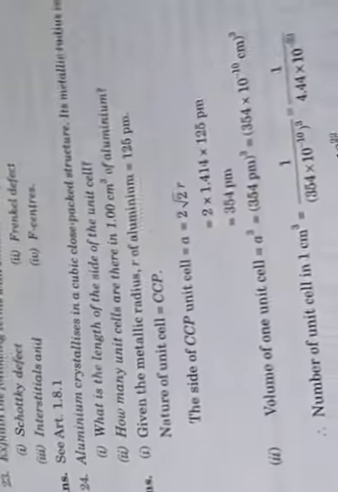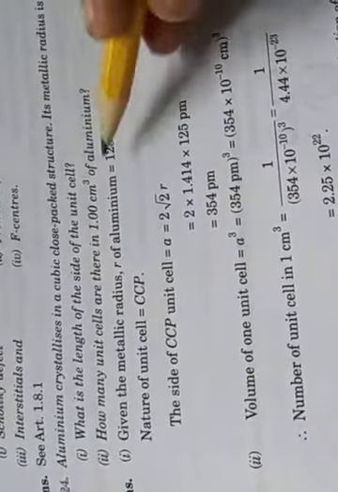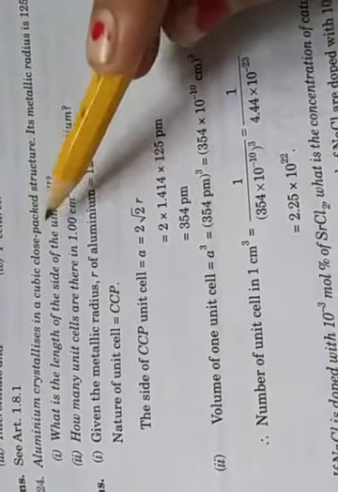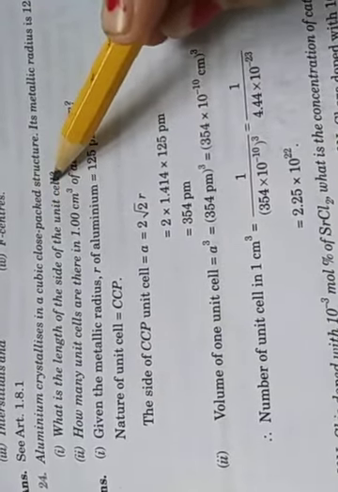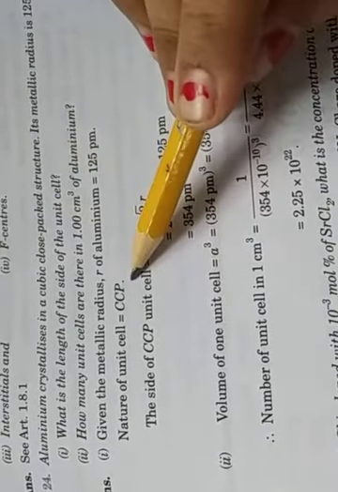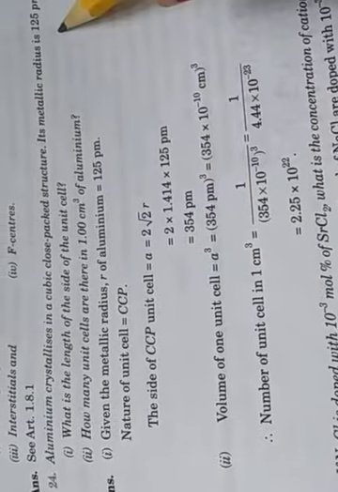Then question number 24, aluminium crystallizes in a cubic close packed structure and its metallic radius is 125 picometer. Aluminium crystallizes in a cubic close packed structure, that means CCP, and small a.